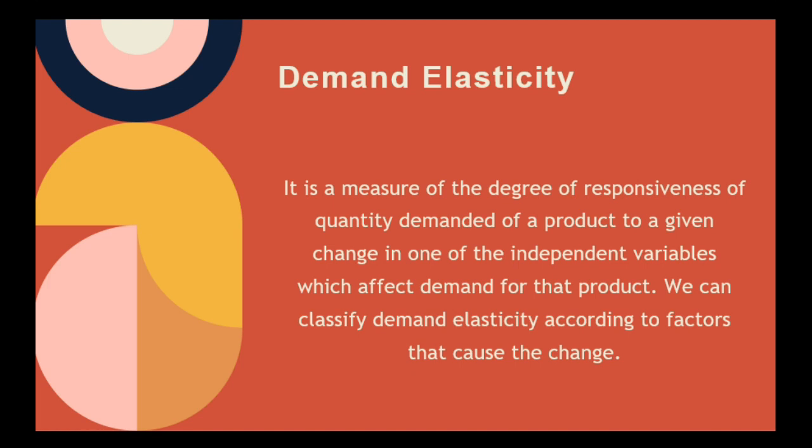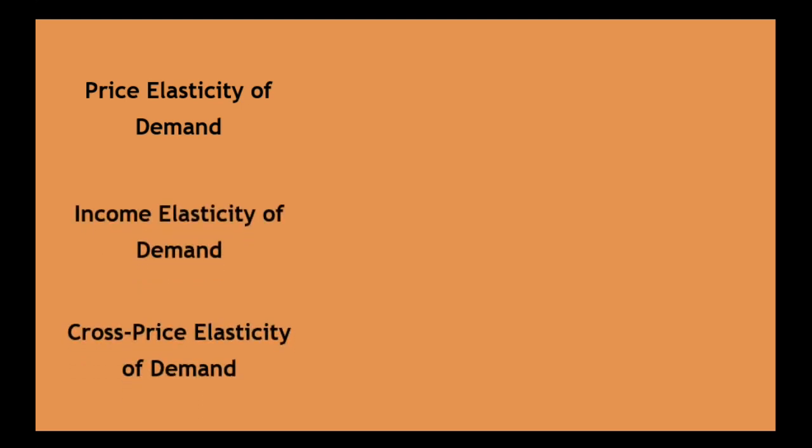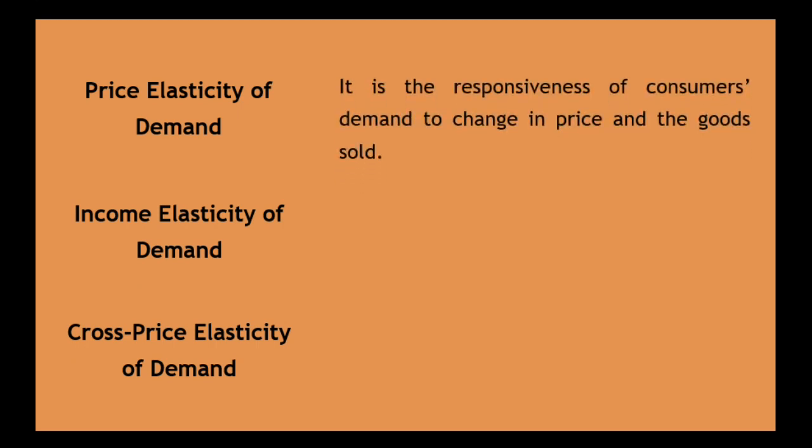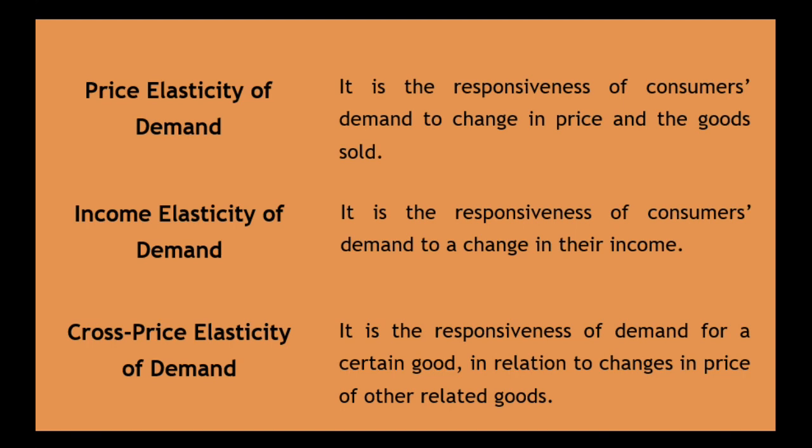We can classify demand elasticity according to the factors that cause the change. We have price elasticity of demand, income elasticity of demand, and cross-price elasticity of demand. Price elasticity of demand is the responsiveness of consumers' demand to a change in the price of the goods sold, while income elasticity of demand is the responsiveness of consumers' demand to a change in their income. Cross-price elasticity of demand is the responsiveness of demand for a certain good in relation to changes in the price of another related good.